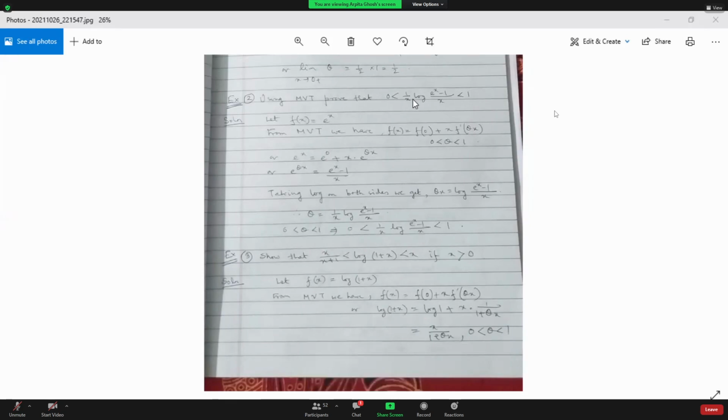Yes Niket, normally this is what we take, because you have to show that this is lying between this and this. One function will be given to you.